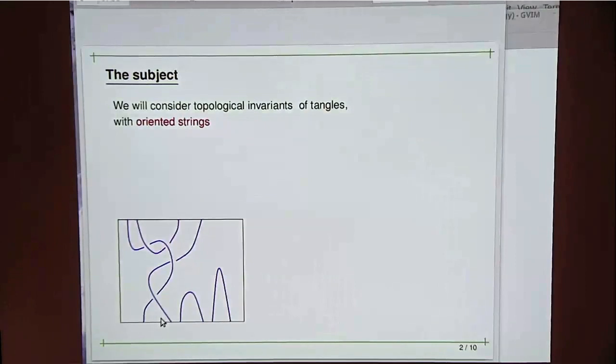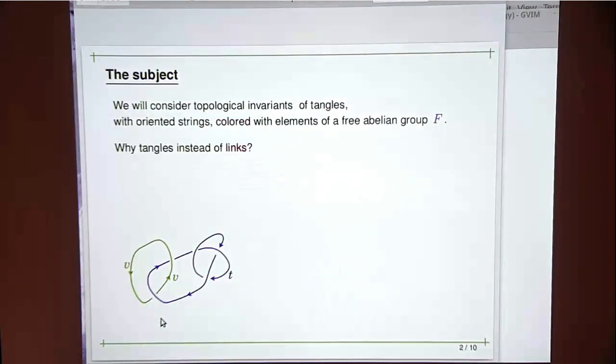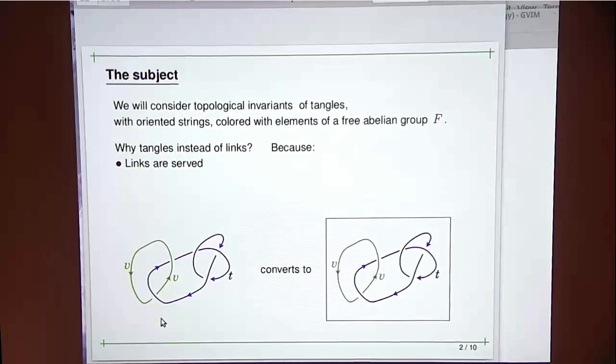And it should be colored with elements of a free abelian group. So it should be like that. So what are the reasons why tangles instead of links? First of all, links are preserved. Of course, as usual, you can convert a link into a tangle just to make it a fake tangle. But also, it's better to even disclose it. Why is it better to disclose?